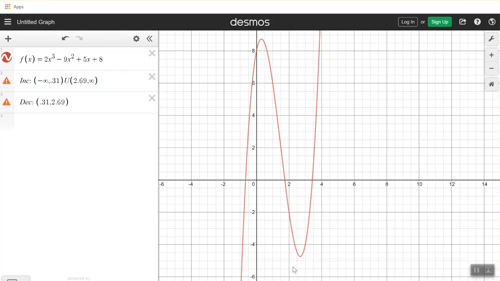And here's the notation you would write for where you're increasing or decreasing on the left-hand side. We were increasing up until x was 0.31. Then we waited, and we didn't start increasing again until x became 2.69. And then we were decreasing in between them.